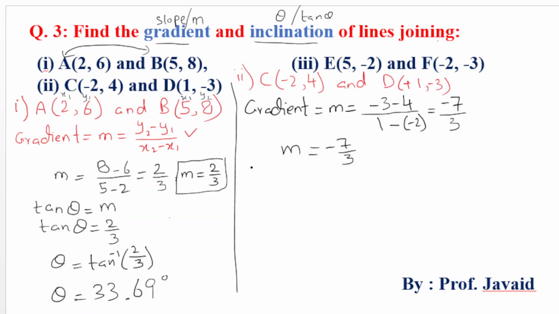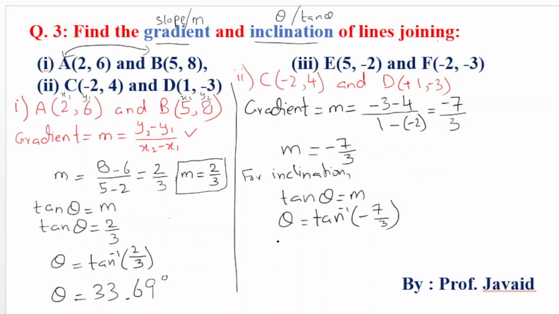Now for inclination, you can write, we will use the other formula, that is tan theta is equal to m. Theta remains here and tan goes to the other side as tan inverse, and put the value of m as well.